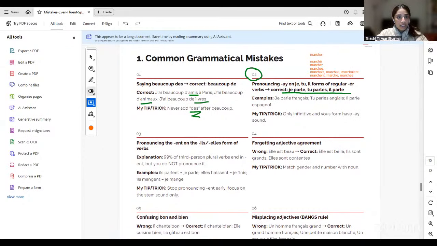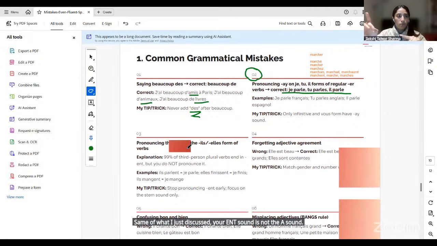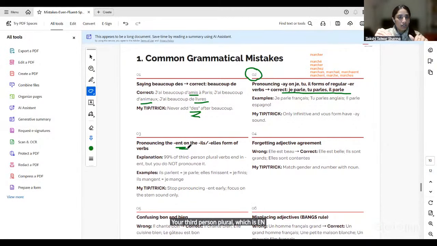Same as what I just discussed, your ENT sound is not the A sound, for your third person plural, which is ENT. You don't pronounce it, okay? So the pronunciation is something like marche, marche, and marchent is the same. And in fact, same with something like finissent. Assume that the NT is not there. So finissent. So never will you pronounce the NT at the end for third person plural. So stop pronouncing the ENT. Okay?